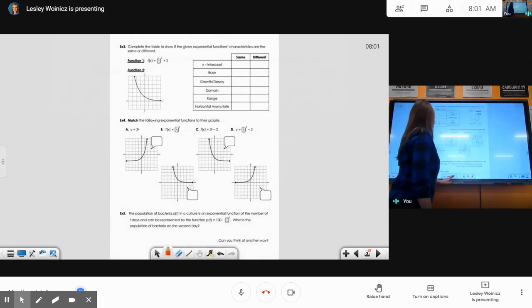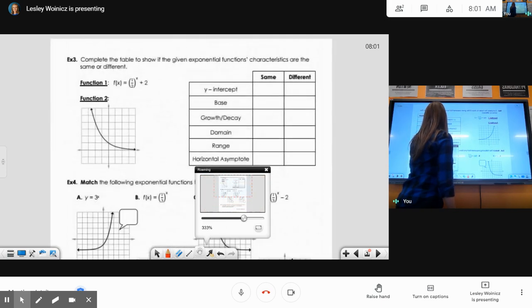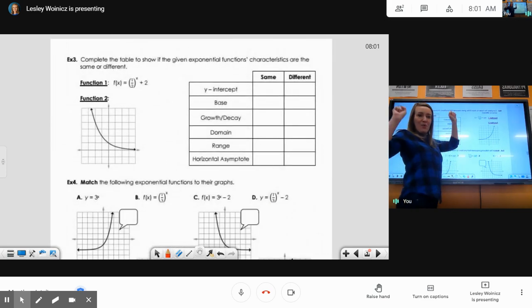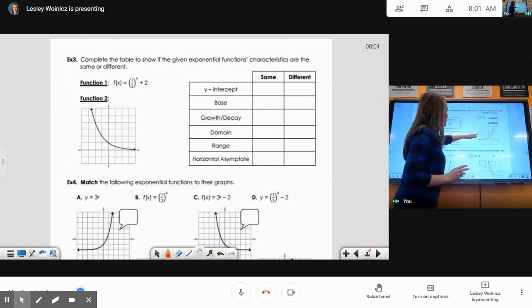All right, here we go. Oh, yay, it's the return of the same and different problem. We already know how to do this problem. We did it with quadratics. It's just the same thing, but different. Okay, so I've got function 1 and function 2, and I have to compare them on this guy. So I'm going to make a table.